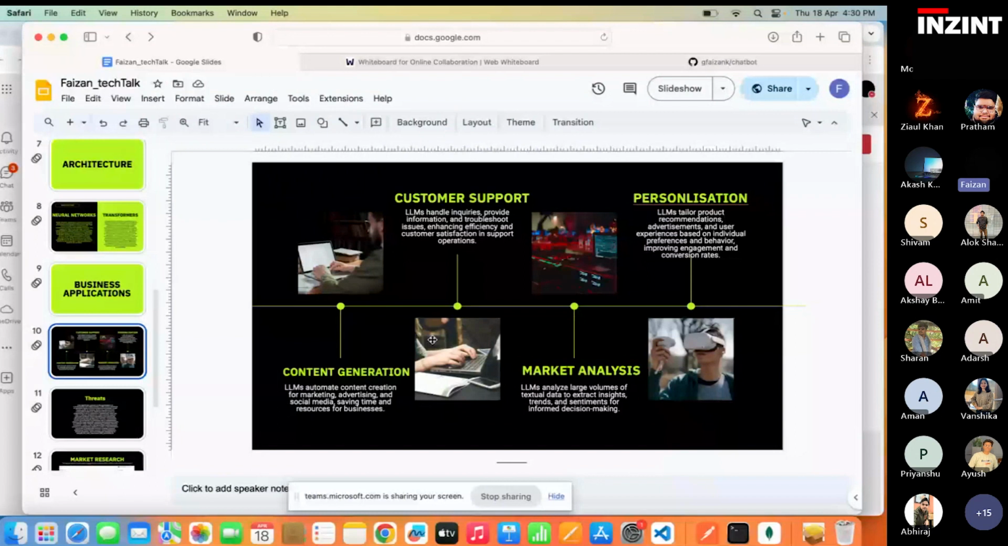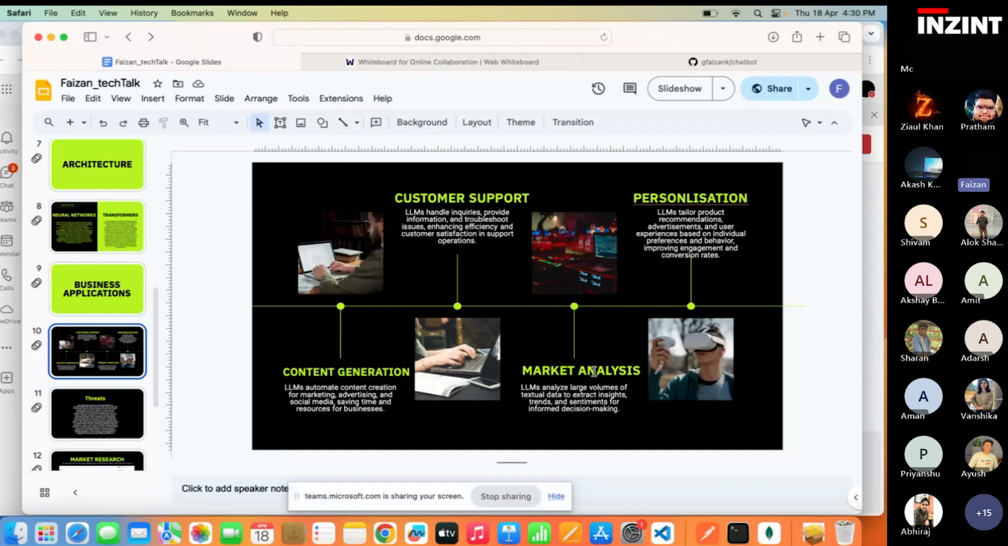Ultimately, integrating LLMs into the content generation process empowers businesses to stay competitive in the digital landscape by delivering relevant and compelling content to the target audience efficiently. So again, it has increased the efficiency of our content generation on various platforms. Okay, so we'll close content generation here and we'll move to the next point, market analysis.